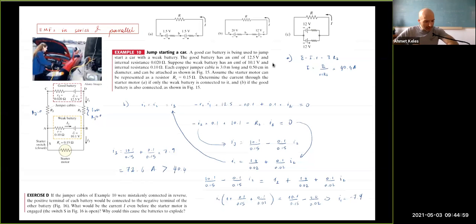So I'll give it like a 5-minute break, but I want to ask you the following, which may be useful to you. So what happens if you connect this in the opposite way? This is actually an exercise from your book. If the jumper cables in this example were mistakenly connected in reverse, the positive terminal of each battery would be connected to the negative terminal of the other battery. What would be the current even before the starter motor is engaged? And why could this cause batteries to explode?